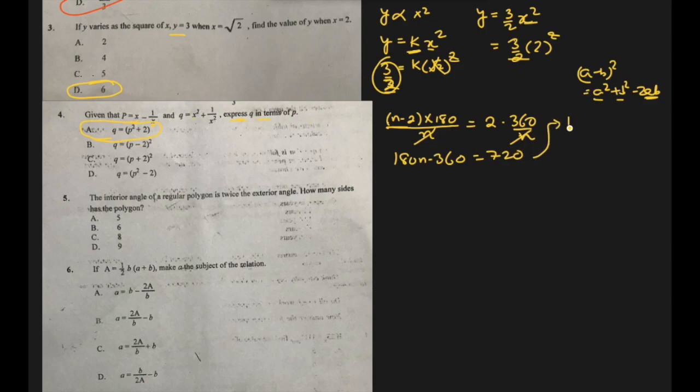And let's complete it here. 180n equal to 720 plus 360, which is 1080. So divide both sides by 180, we get 6. We have so many 6's this time. Many answers are 6. Okay.